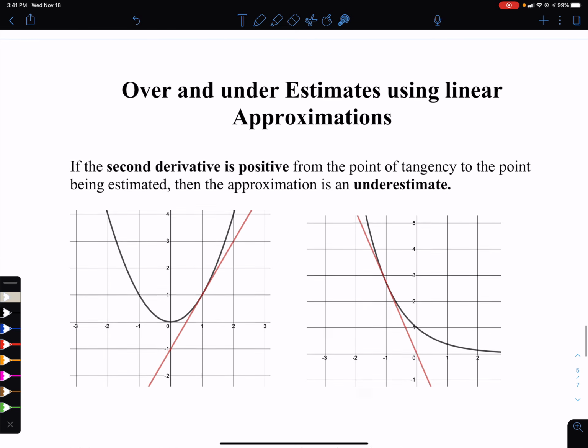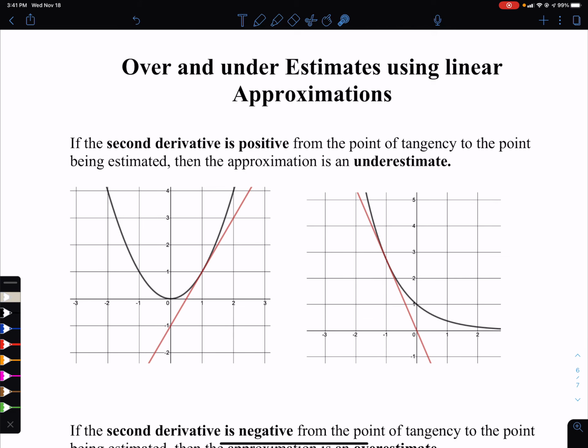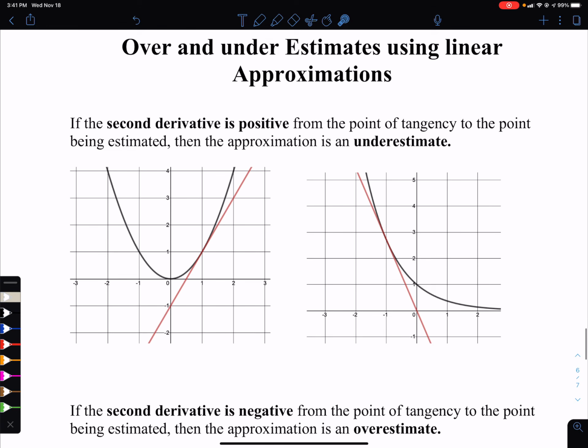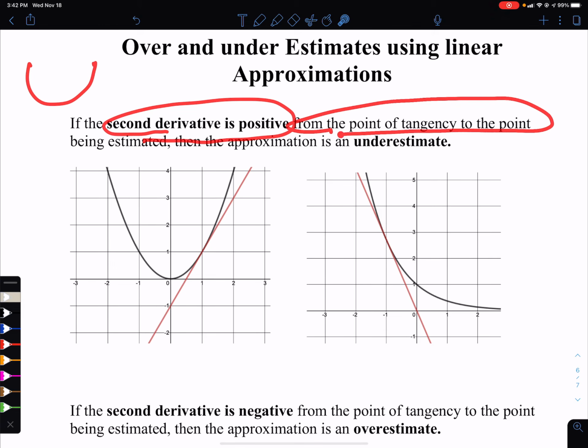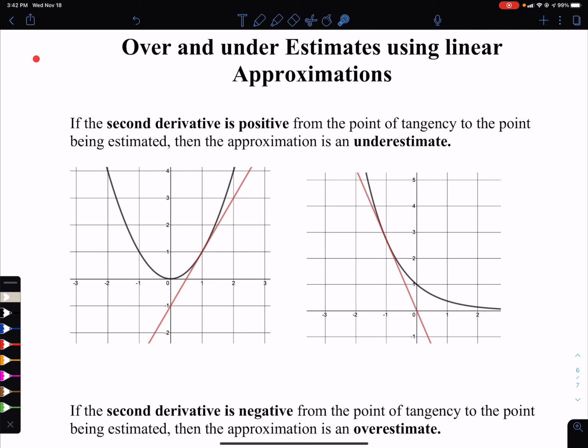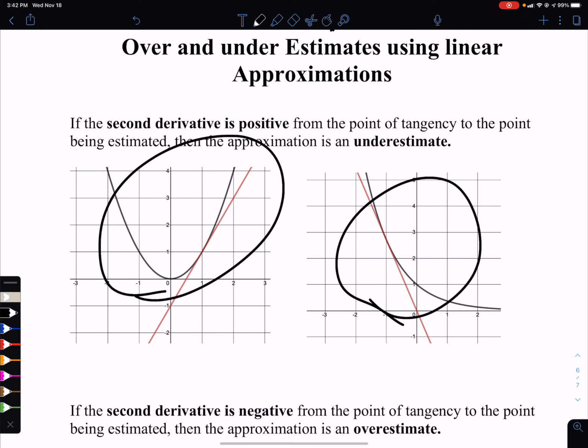Let's talk about over and under estimates. So when you're doing linear or tangent line approximations, I'm going to make this statement, and you have to know this. This is super important. If the second derivative is positive, so concave up, from the point of tangency to the point being estimated, so concave up, say we're here, and we do our tangent line. I'll actually draw something. No, I should use the actual example, right? These are both concave up.